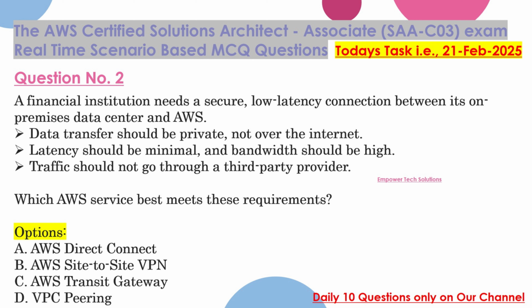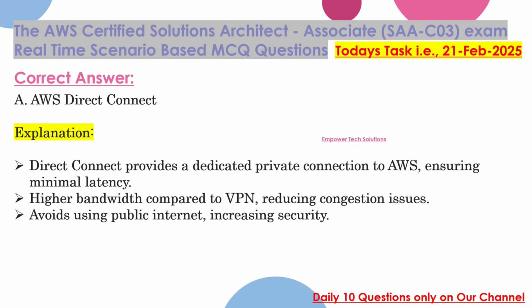Options: A. AWS Direct Connect. B. AWS Site-to-Site VPN. C. AWS Transit Gateway. D. VPC peering. Correct answer: A. AWS Direct Connect.